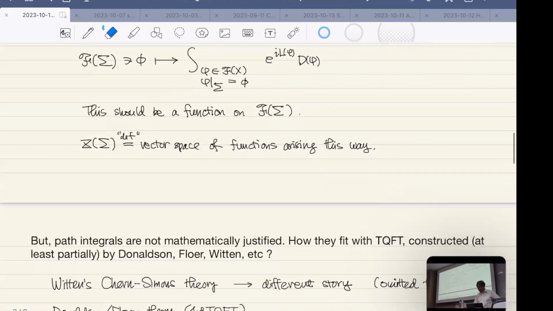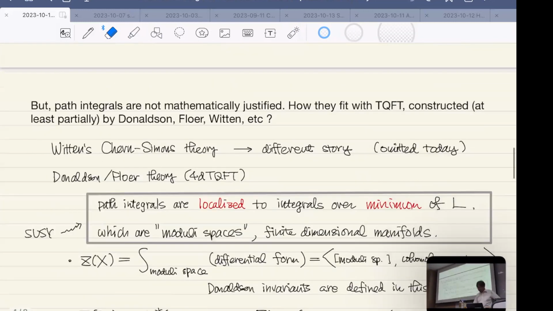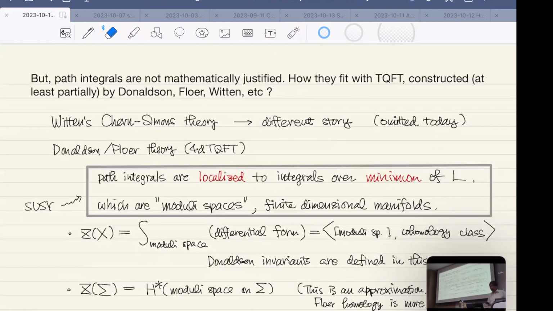So how does it go? In the case of Witten's Chern-Simons theory, which I think was introduced just before Atiyah and Segal introduced this topological quantum field theory, this case is different, has a different flavor. So I will not explain that.